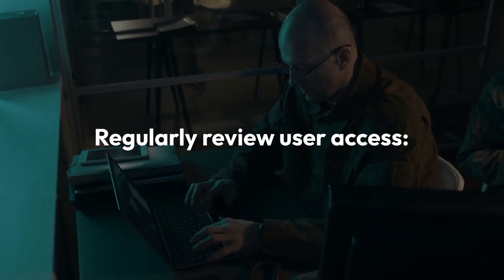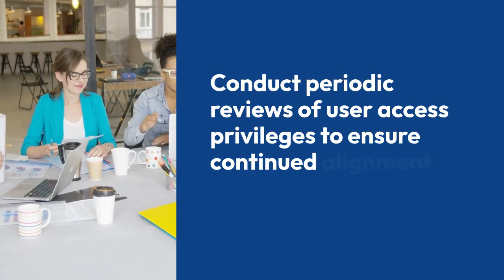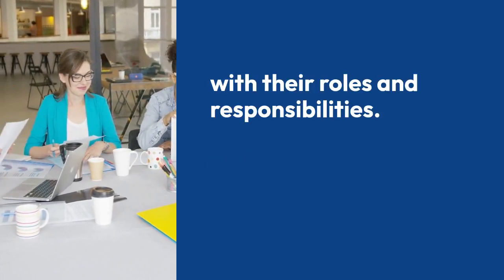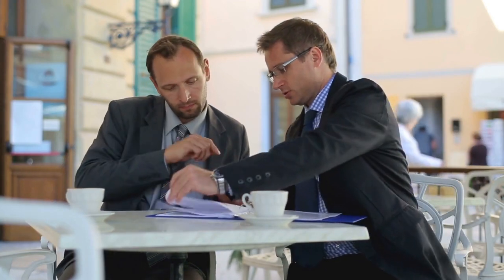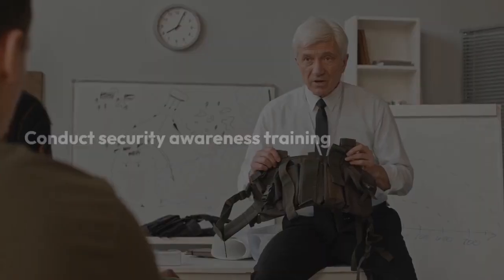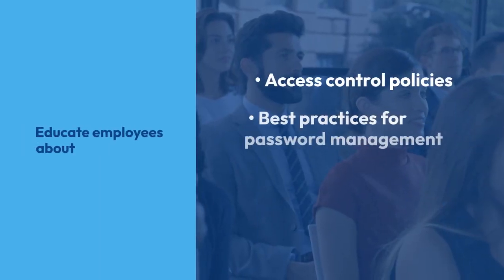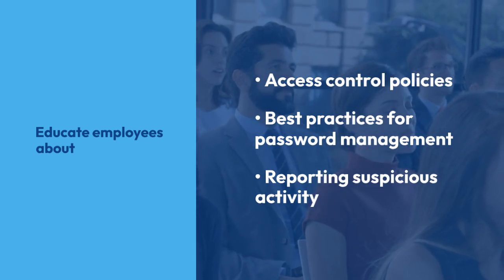4. Ongoing monitoring and management. Regularly review user access. Conduct periodic reviews of user access privileges to ensure continued alignment with their roles and responsibilities. Monitor access logs. Implement and analyze access logs to identify suspicious activity, unauthorized access attempts, or potential security breaches. Conduct security awareness training. Educate employees about access control policies, best practices for password management, and reporting suspicious activity.